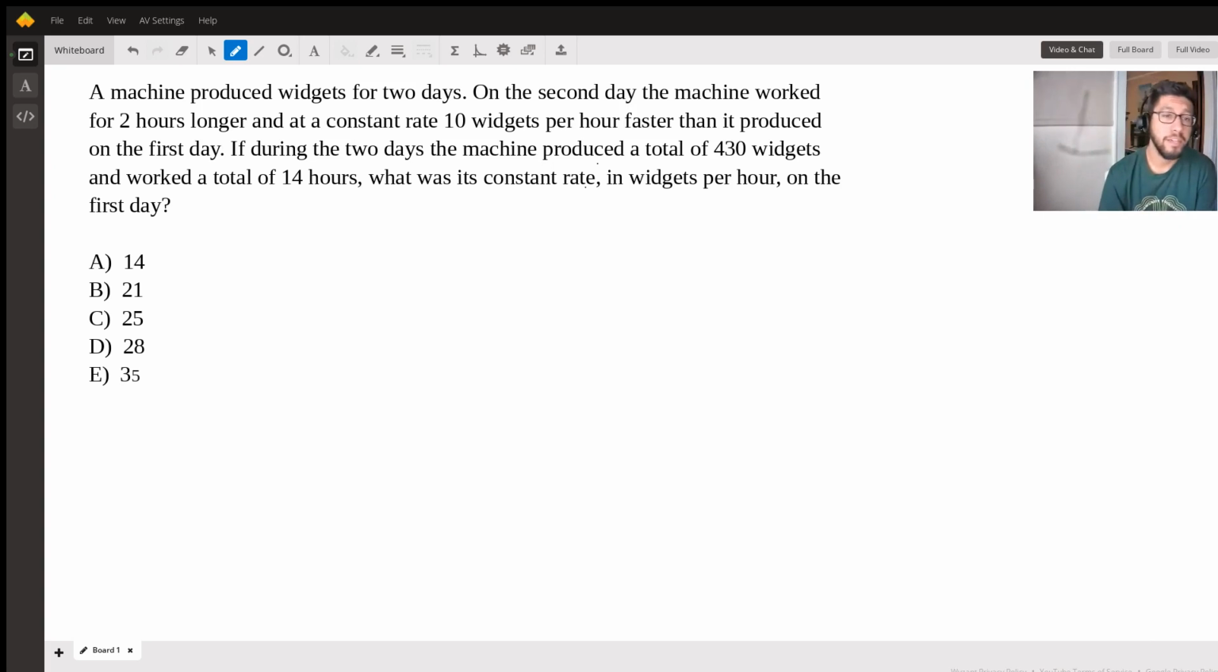I am a GMAT tutor that teaches both quant and verbal sections. And I'm going to show you how I approach these work problems and how I teach my students. How do I approach this and similar work problems in an effective way for the GMAT? So without further ado, let's jump into the problem.